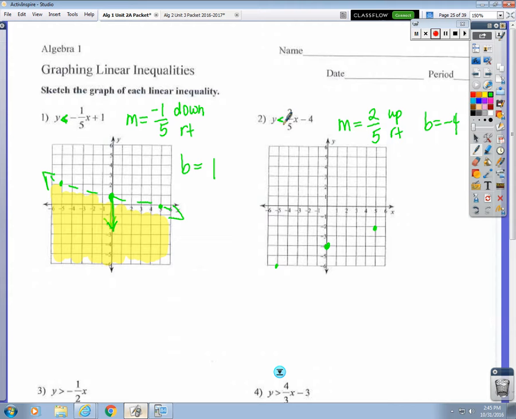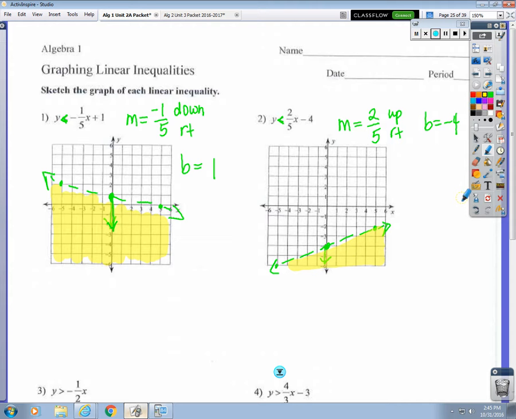Since it's a less than sign with no equal to bar, I make a dashed line. And the reason it's dashed is because, unlike equations, not every point on that line would make a true statement up here. Some of them will, but some of them won't. Now, in addition to points on the line that are solutions, everything less than the line is. Well, if you go to your y-intercept, which way is less than the line? Under. So you're going to shade everything on this side of the line. Yeah, you'll have to shade too.